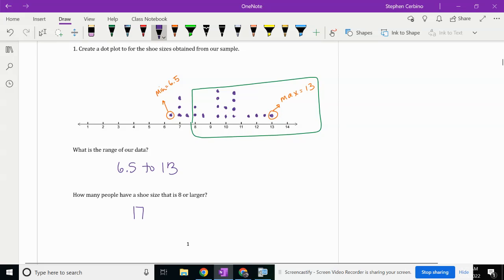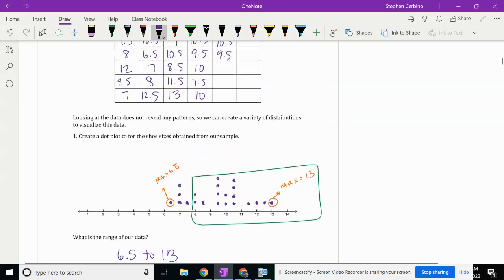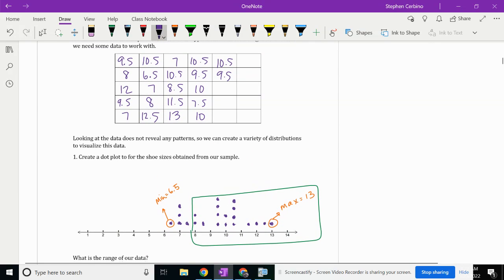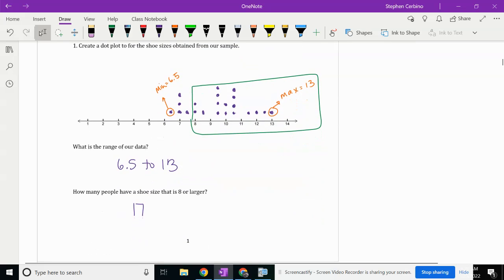One of the things that I'm hoping you're noticing about this dot plot that we've created is that it's just a nice way of organizing your data. Instead of it being all randomly mixed by just asking people, it would be hard to determine from that original setup what the largest value was, the smallest value was, or in general how many were more than or less than a certain value. So the dot plot is a nice, organized way of presenting our sample data.